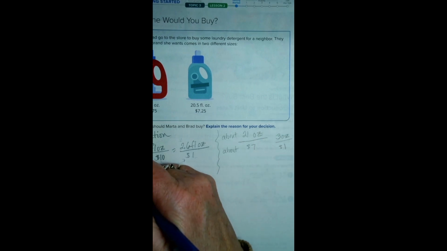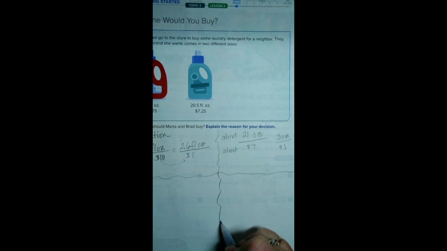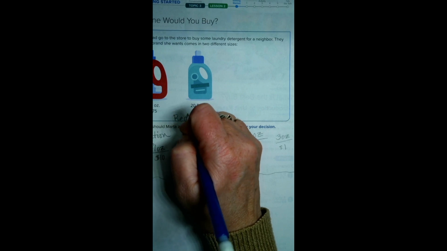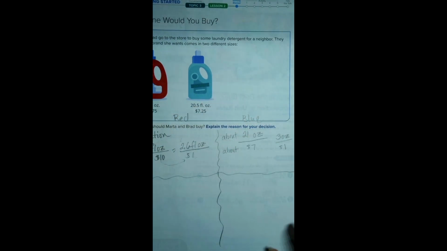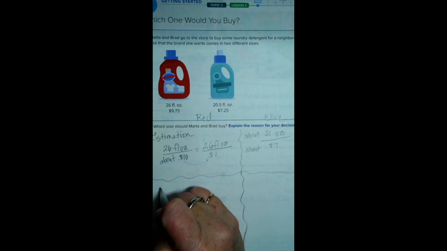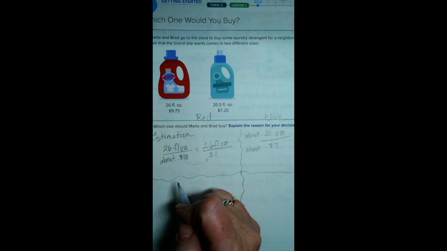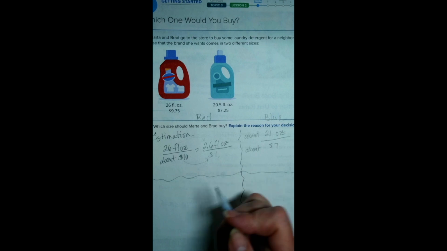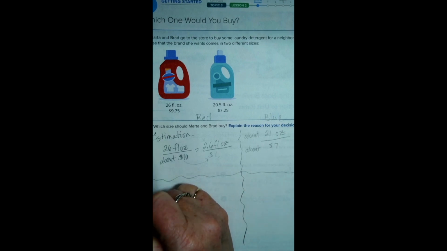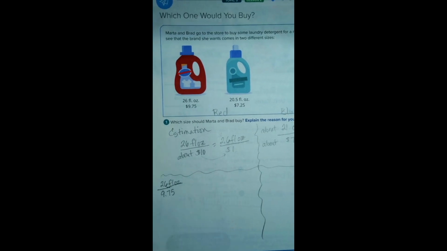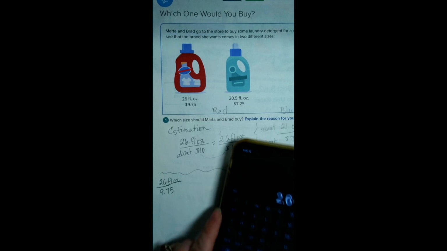But let's try it using exact numbers. We'll kind of keep them the same here. So this is the red on this side. This is the blue on this side. Okay, so it's 26 fluid ounces and it's $9.75. So what I'm actually going to do here, I'm going to do it 2 different ways. I'm going to do the 26 fluid ounces for $9.75. And I'm going to get the exact cost on that.